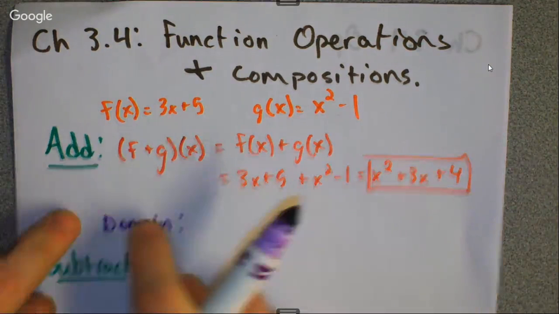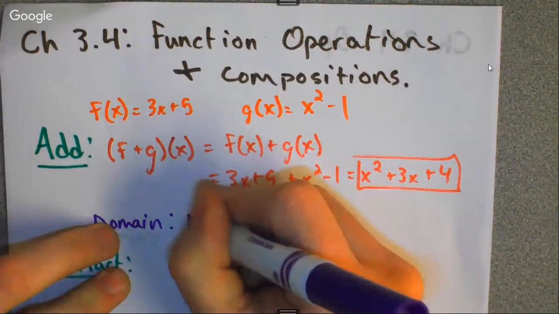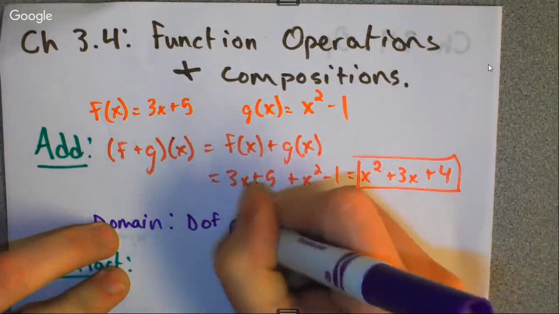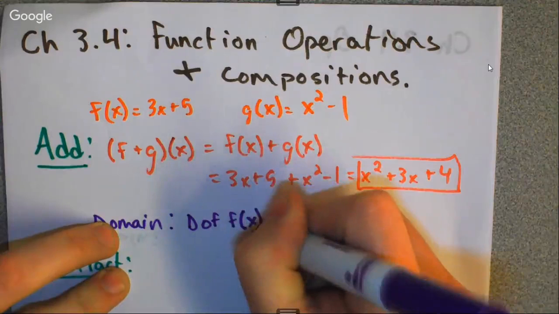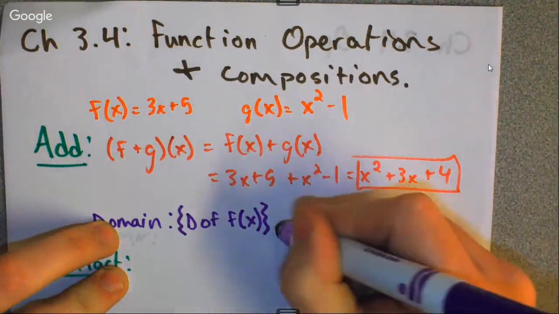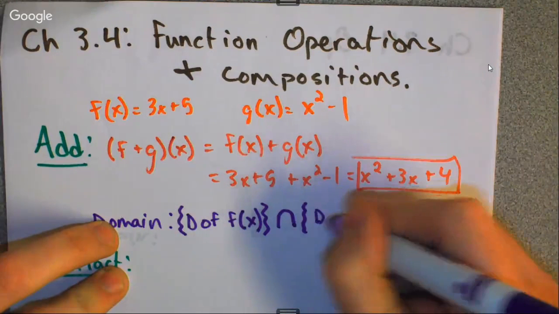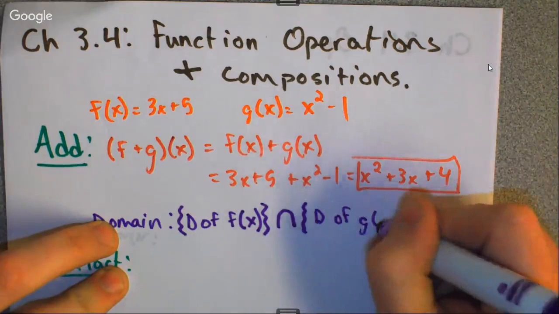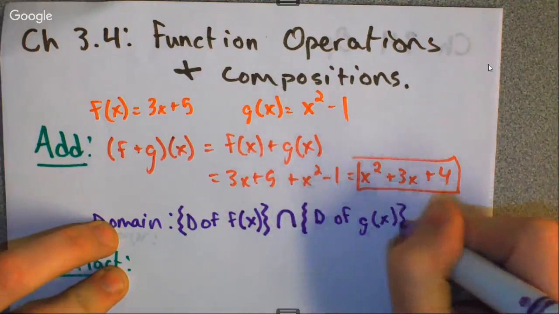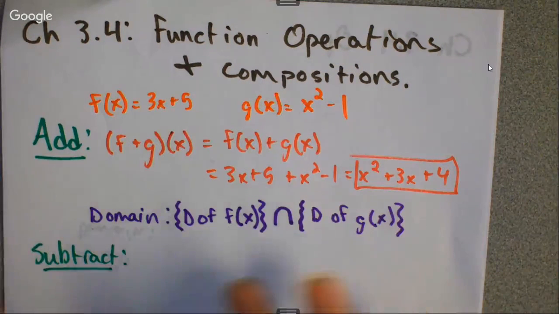So the domain when you add functions is the domain of f of x, that set of numbers, intersecting with the set of numbers of the domain of g of x. So it's the intersection of your two domains. And I'll talk a little bit about what that means once I get through all the operations.